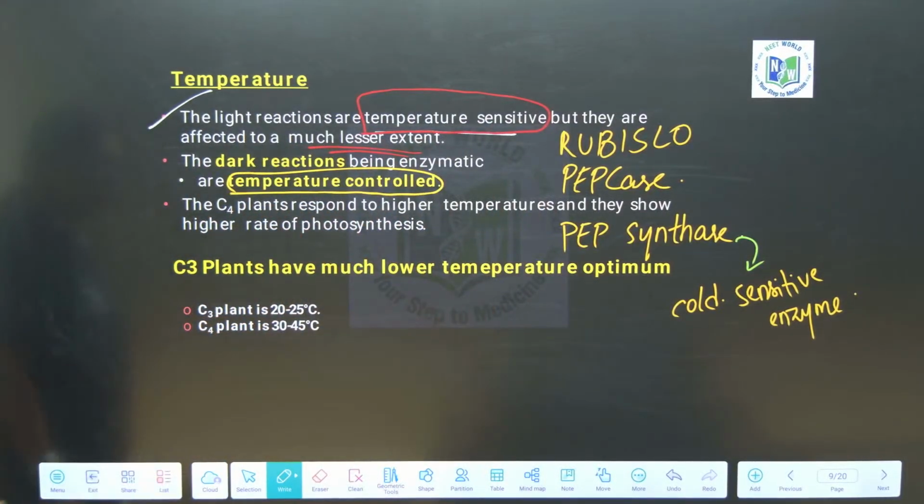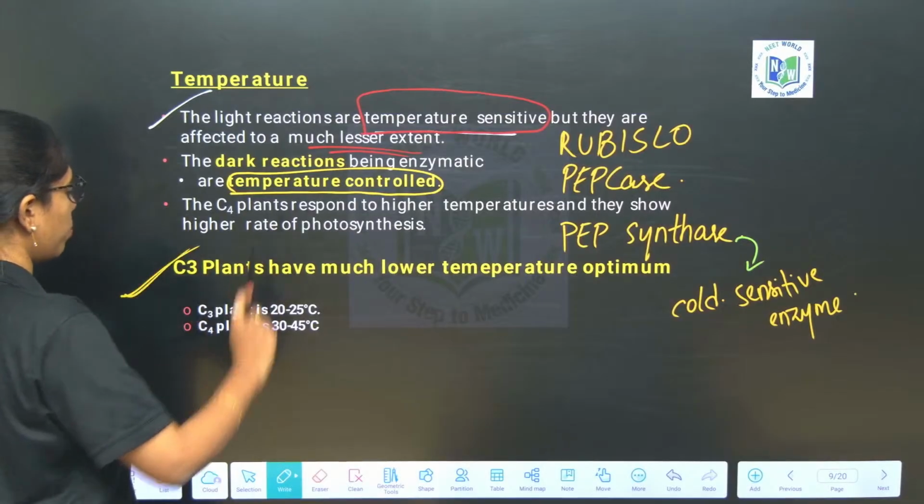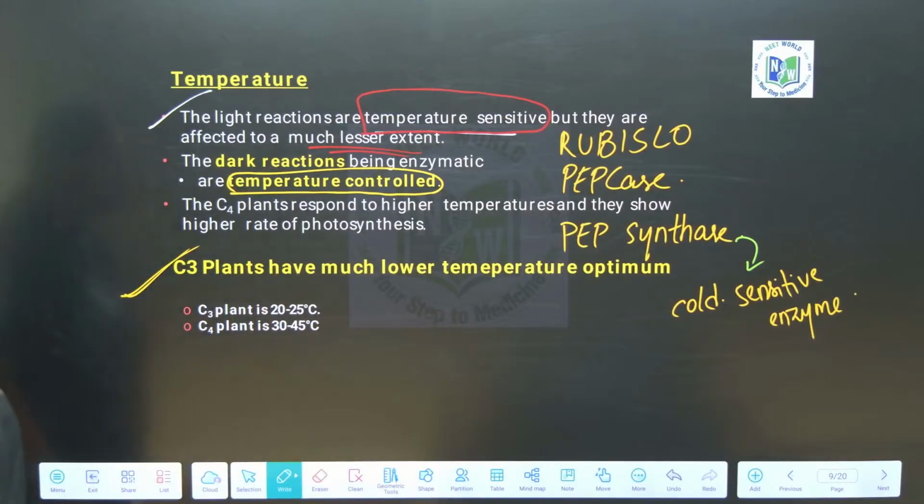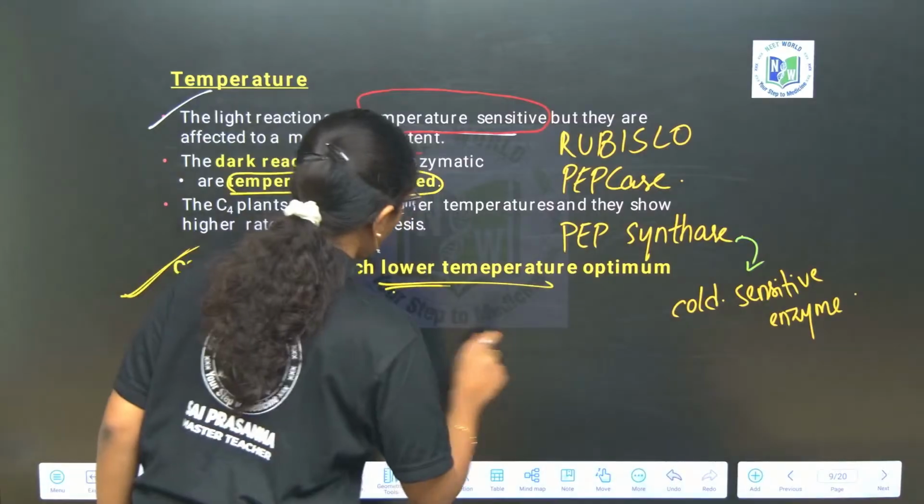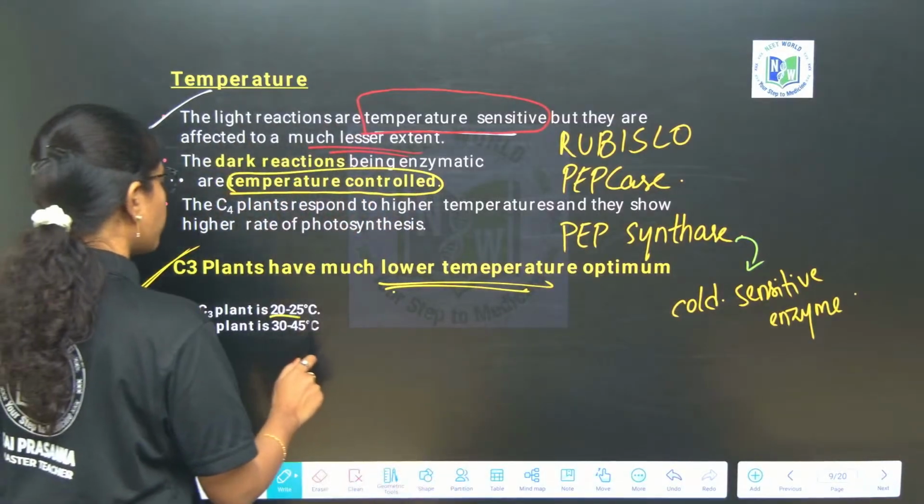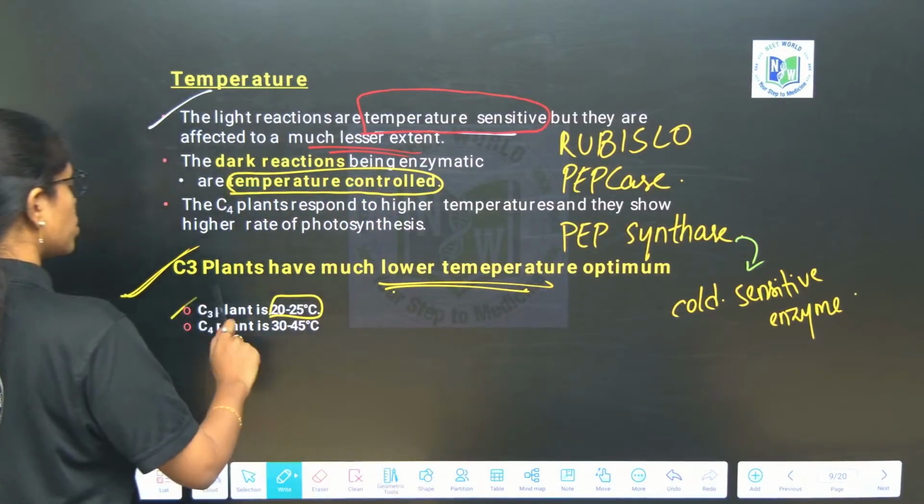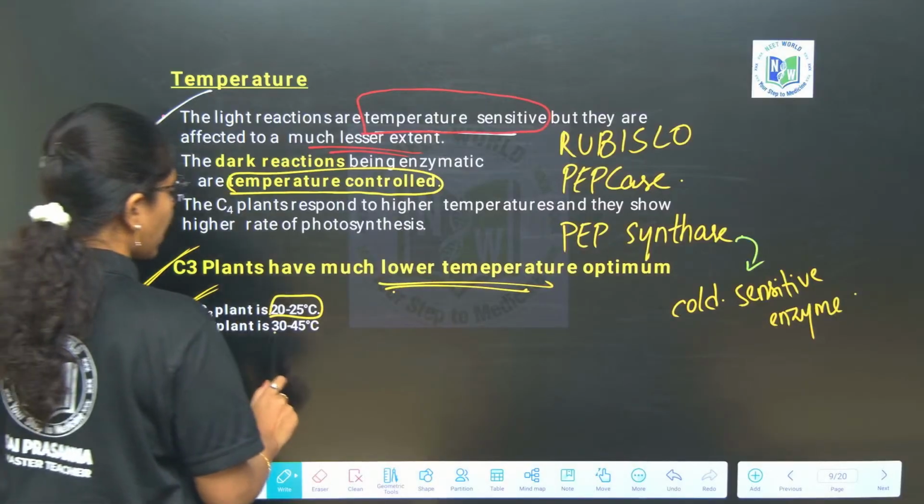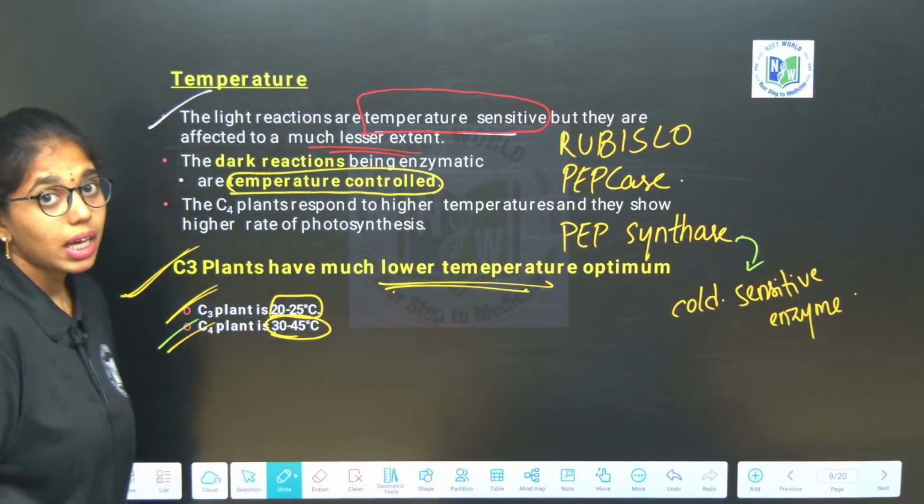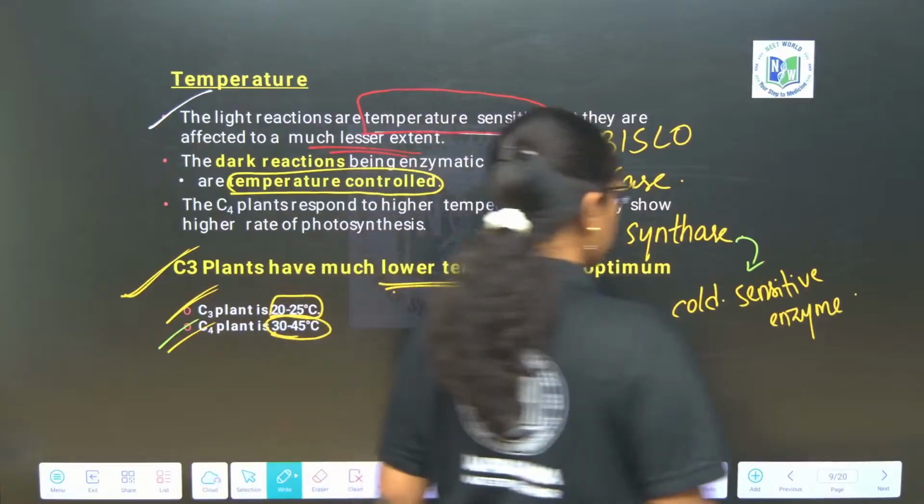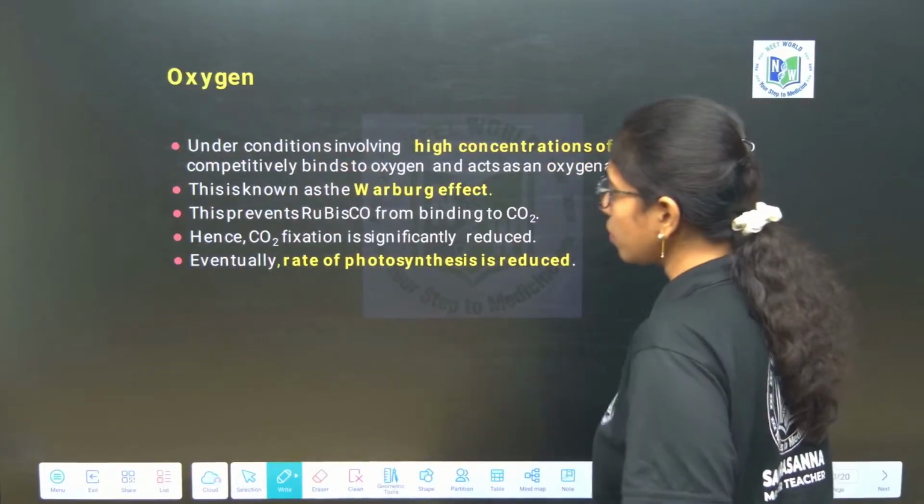C3 plants have a much lower temperature optimum, like 20 to 25 degrees Celsius. For C4 plants, the temperature optimum is 30 to 45 degrees Celsius, okay.